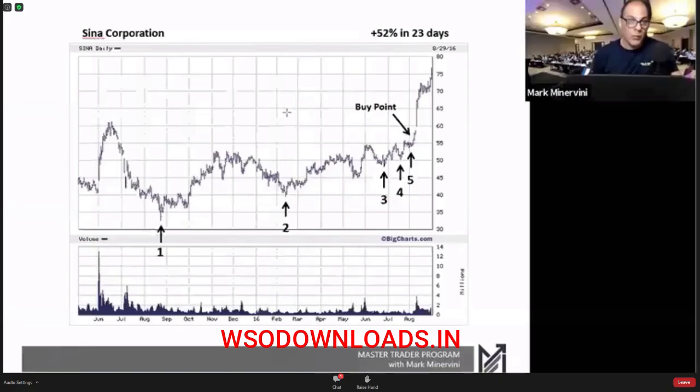Even more importantly, I want the move to be very fast. I'm fine with stocks that go up 20, 25% in just a few weeks or a month. I can compound those and get to a very large return very quickly.